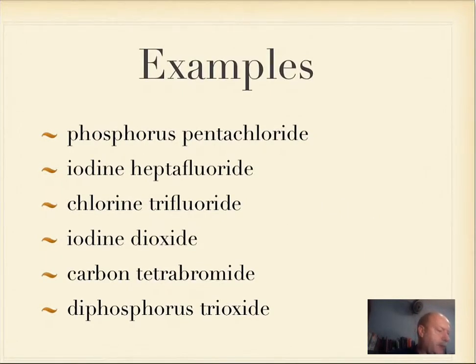Diphosphorus trioxide. So now we have a prefix. So we see that prefix. That tells me there's going to be 2 phosphorus. So it's going to be P2. Trioxide means it's going to be O3.